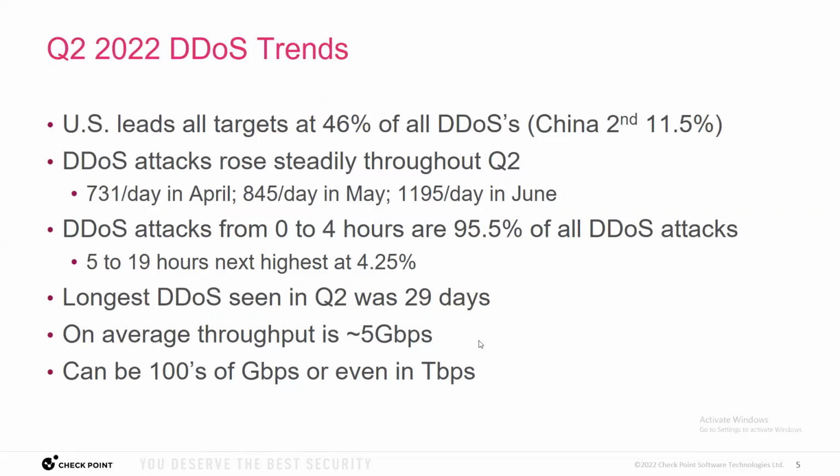There are many customers out there, I would say probably the majority, who have an internet pipe less than 5 gigabit per second. So you can kind of see that that's some serious traffic there. It can be, of course, in the hundreds of gigabits or even terabits. I couldn't get info on the highest throughput seen in Q2. I did see that about a year ago, Amazon got whacked with, I think it was 1.8 terabits per second of a DDoS attack, which is crazy.